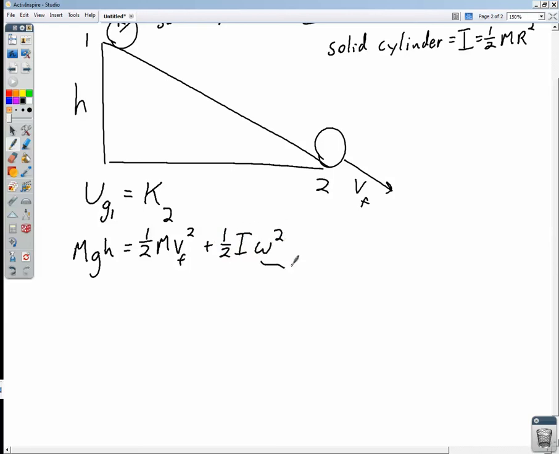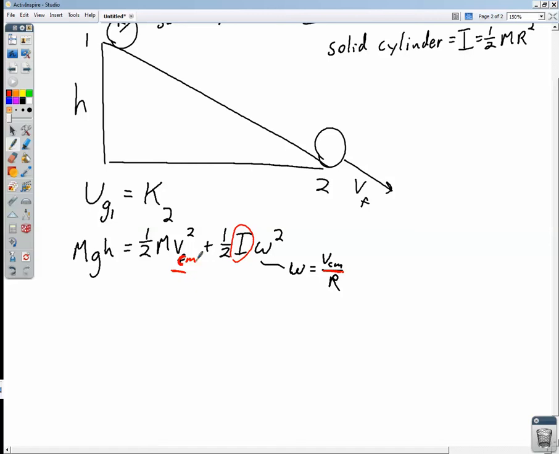And we have to remember that with rolling without slipping, omega is equal to VCM over R. And that's going to be true for both the cylinder and the sphere. The only difference is going to be I. The I is different for both of them. And we also need to be clear here that V final and VCM are the same thing. So we need to write those more consistently. Let's go ahead and just write them both as VCM.